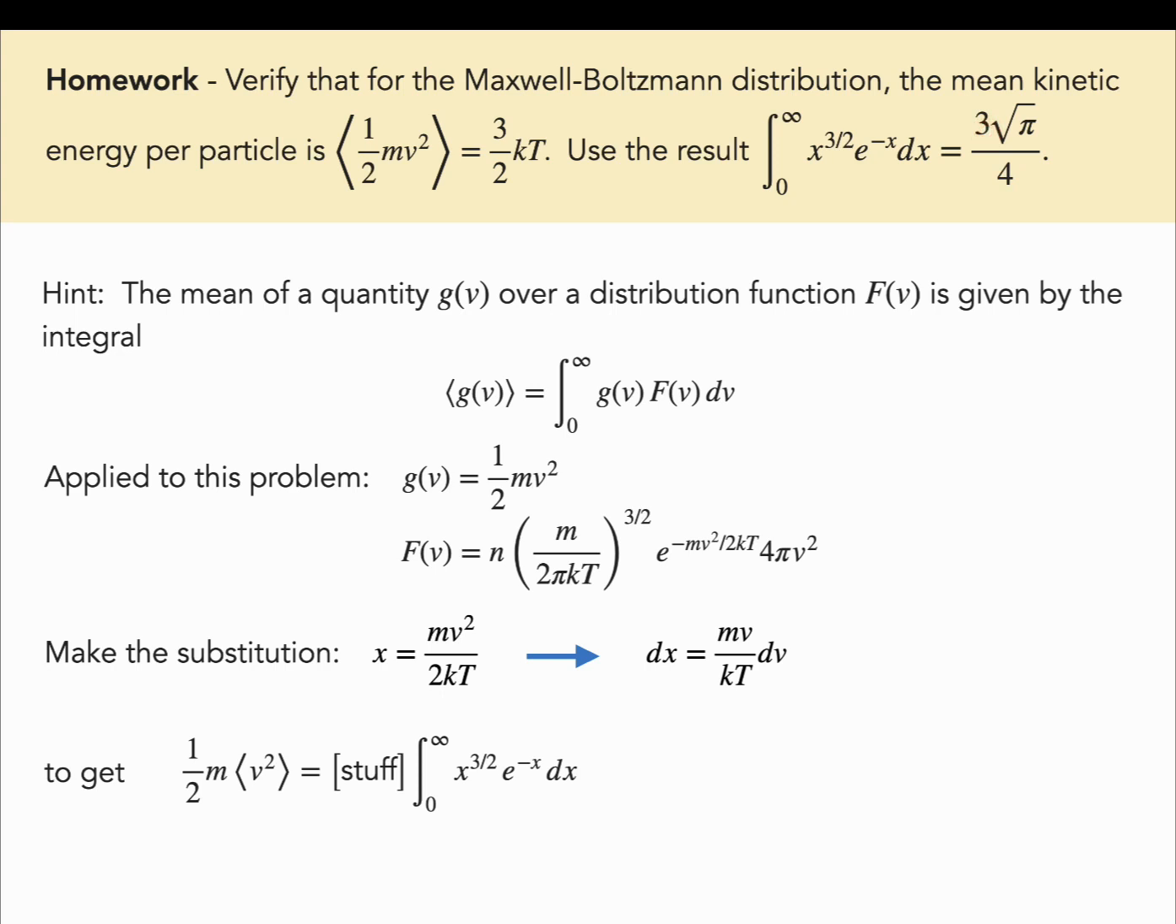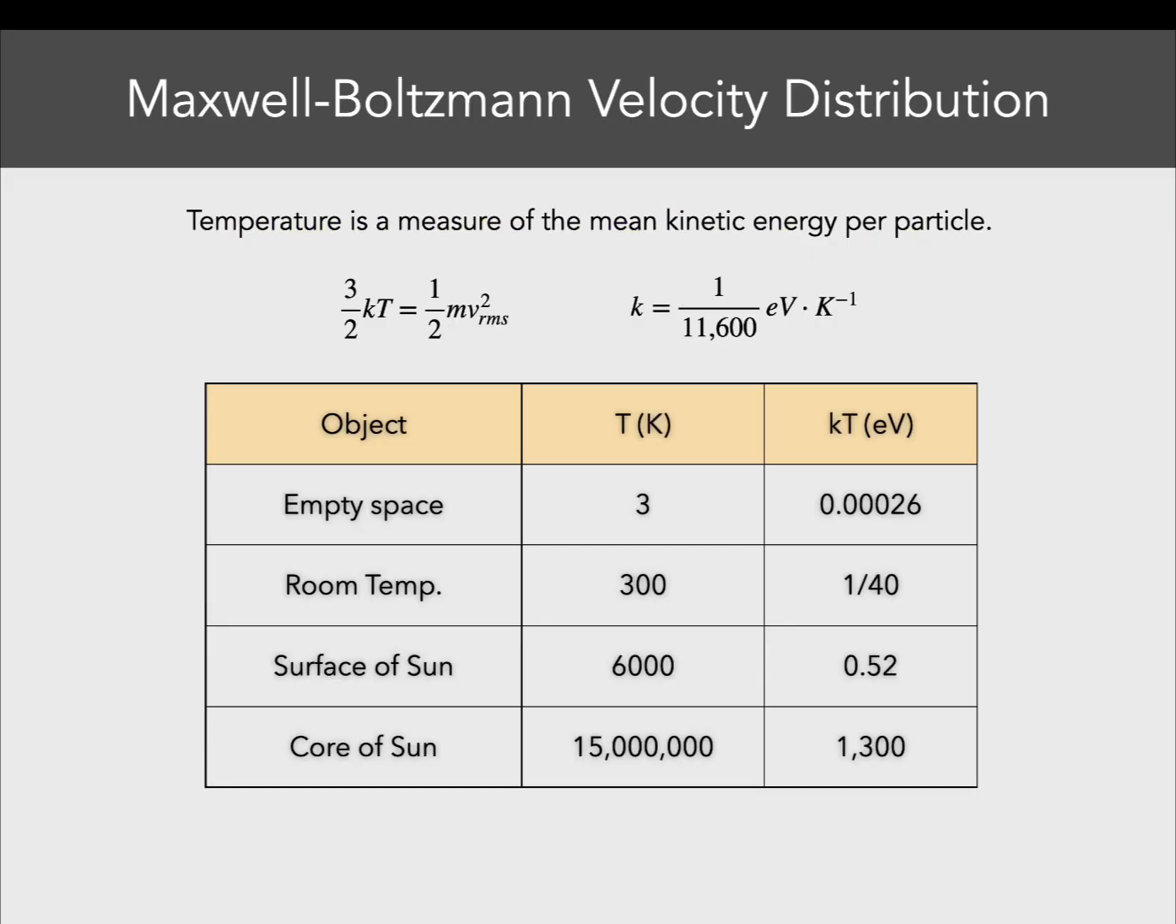But so you would have to work out the details of this to figure out what this stuff is out in front to show that this is true. So this result that 3/2 kT equals the average kinetic energy per particle tells us that, when we talk about temperature in kelvins, we really are just talking about the mean kinetic energy of the particles, say in a gas or solid or whatever.